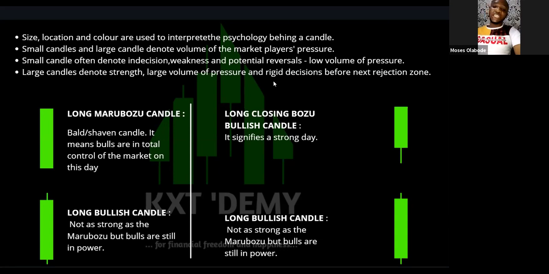But then the next point now is weakness and potential reversals. Small candles, like I explained the other time, denote indecision. Should we buy, should we sell? It also denotes weakness, getting weak, and it also implies potential reversal.